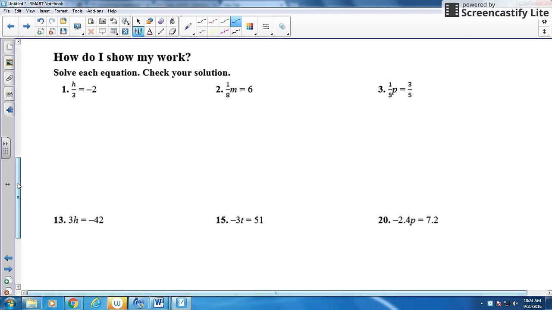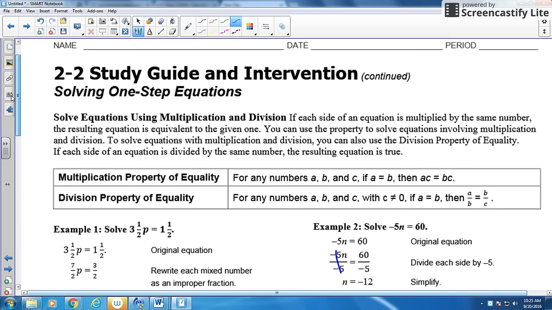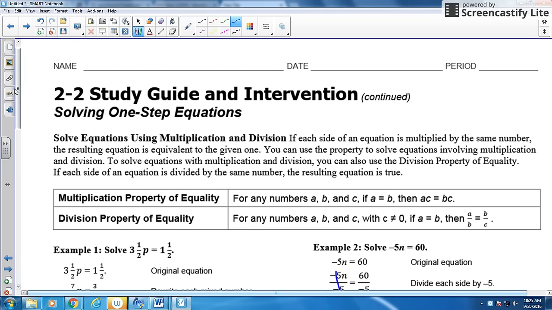So take a few minutes and try these practice ones down here below, and we will check those answers when you get to class tomorrow. But focus tonight on making sure you're showing your work correctly and doing your check step correctly.